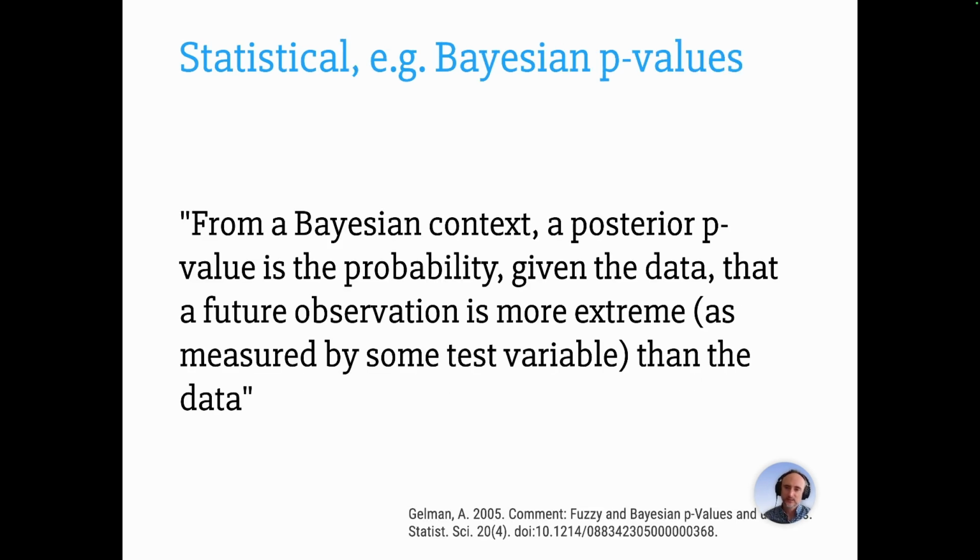So the statistical posterior predictive checking is often in the form of something called Bayesian p-values. And in a Bayesian context, a posterior p-value is the probability, given the data, that a future observation is more extreme, as measured by some test variable, than the data. And so we can calculate that and report those p-values for our model.